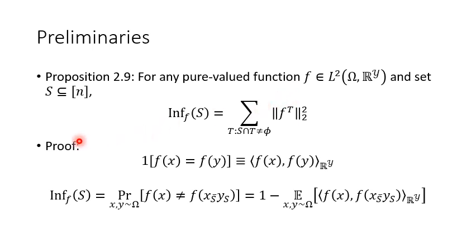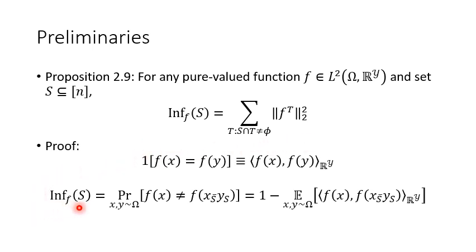Let's prove this proposition. We'll begin by noting that the indicator of the event that f of x equals f of y is equal to the inner product between f of x and f of y. This is because f is a pure valued function. So f of x is just the formal linear combination that has 1 as the coefficient only for f of x, and here we have 1 only as the coefficient for f of y. So multiplying these two vectors, we will get 1 if f of x equals f of y, otherwise we will get 0. This is just by the definition of inner product that we've seen before. So we can see that this indicator is equal to this inner product.